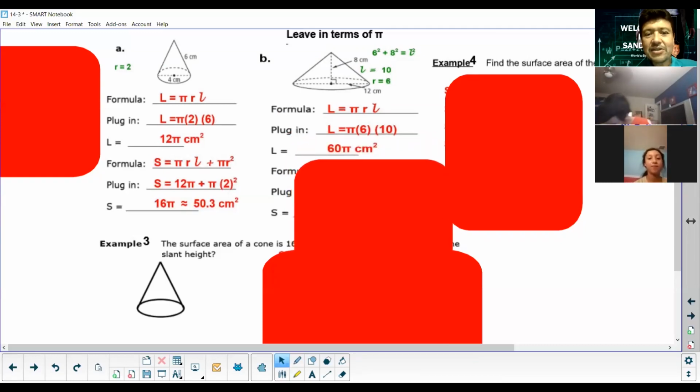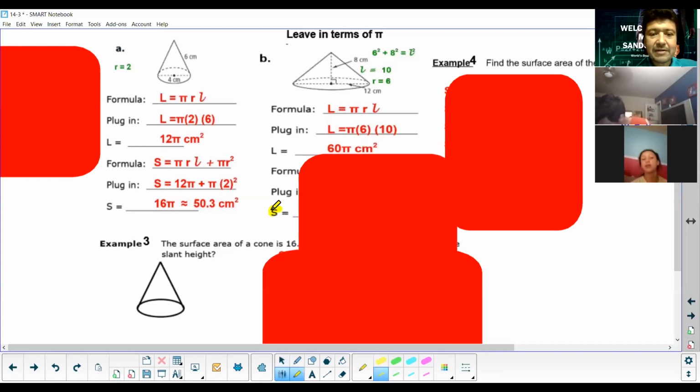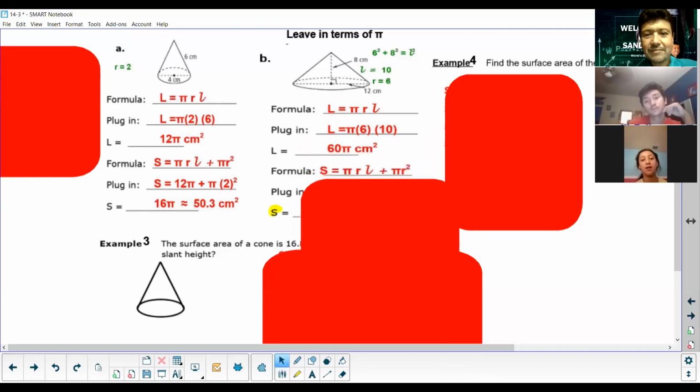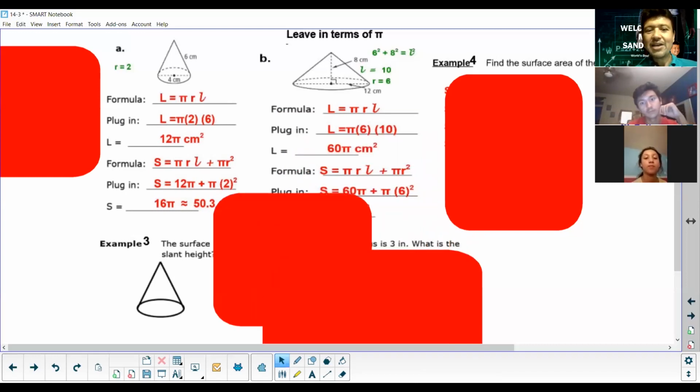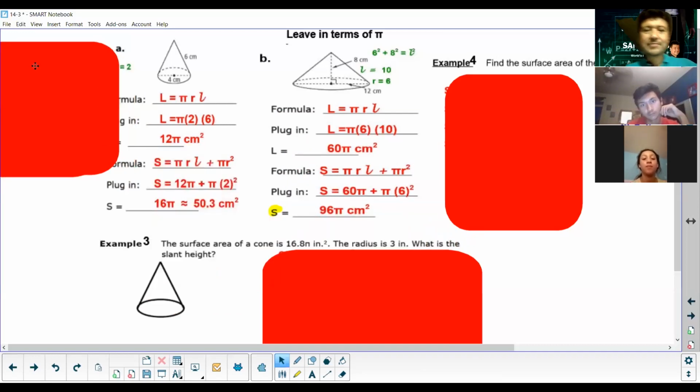What's the last thing I need to do if I wanted to find total surface area? The last thing you need to do is get the base. All right, good. Can you do that? You just have to add the pi r squared. Since r is still 6, you place it in there, and as a result you'll get 36 pi added to 60 pi, and you'll get the solution of 86 pi. All right, good. Now let's go ahead and do this one.